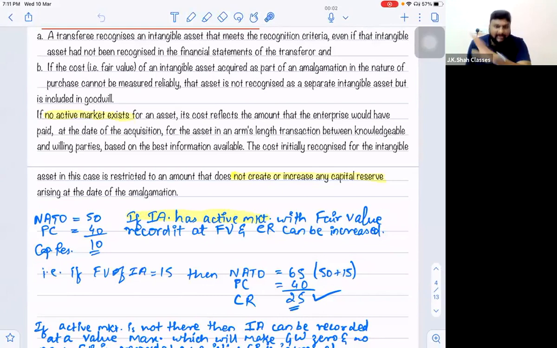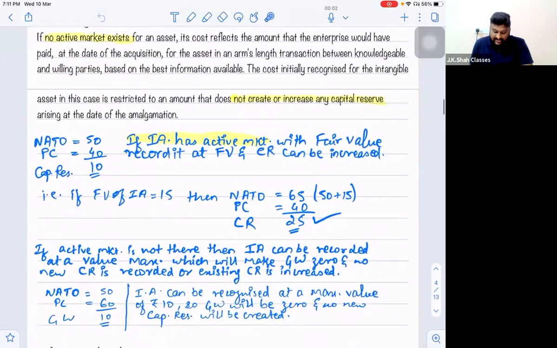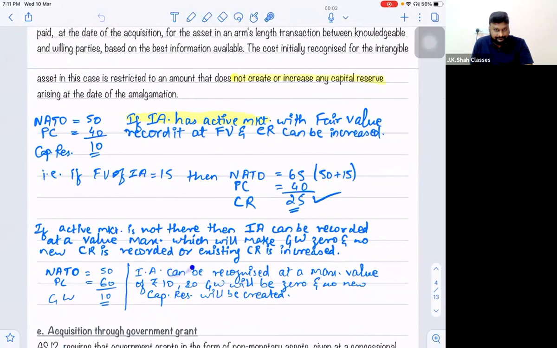Because if it is a case of capital reserve and you still record the intangible asset which is not having a market, then it will lead to increased capital reserve which is not allowed. Because this is the point that says, if no market exists, then the cost initially recorded for an intangible asset in this case is restricted to an amount that does not create or increase any capital reserve arising at the date of amalgamation.